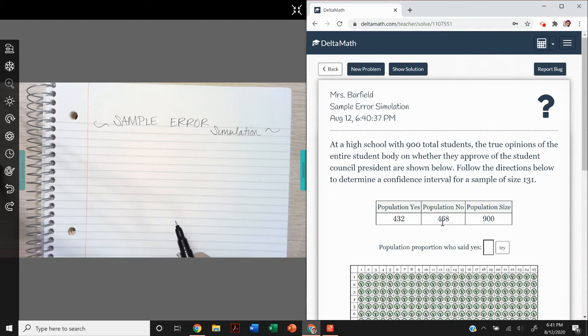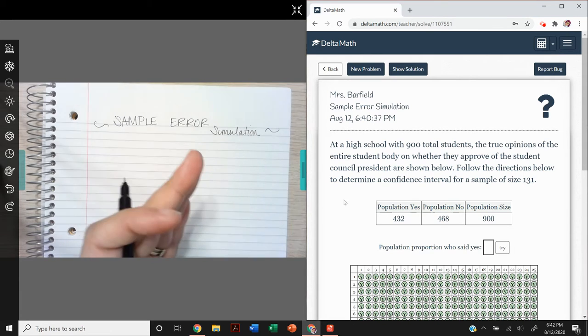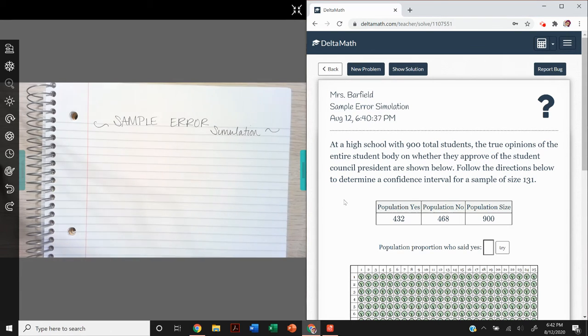All right, so what it says here, it says at a high school with 900 total students, the true opinions of the entire student body on whether they approve of the student council president are shown below. Follow the directions below to determine a confidence interval for a sample of size 131. Now, what I really like about what Delta Math has done here is they're going to walk you through each step, and you don't progress on to the next step until you've gotten it correct. So you're guaranteed to get your problems correct if you go through each step.